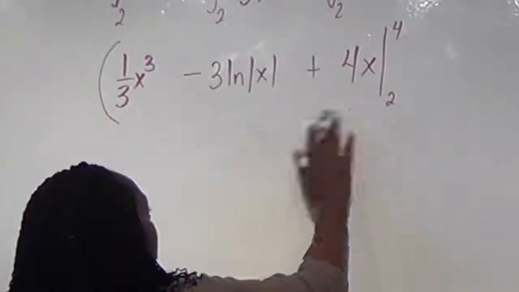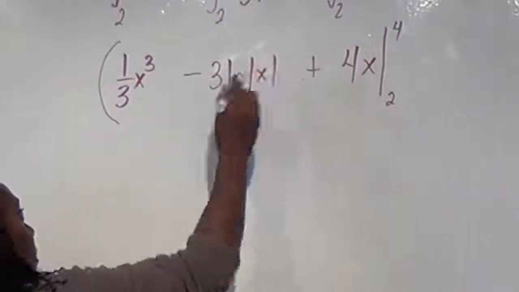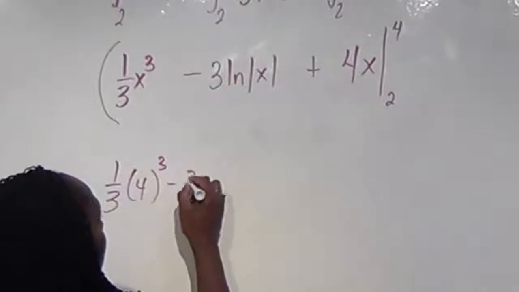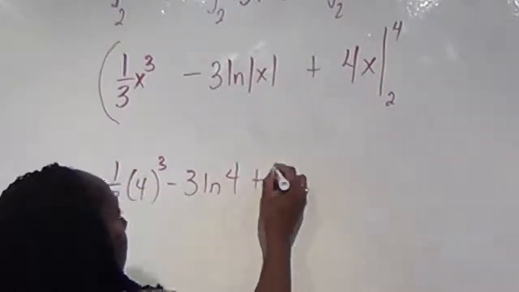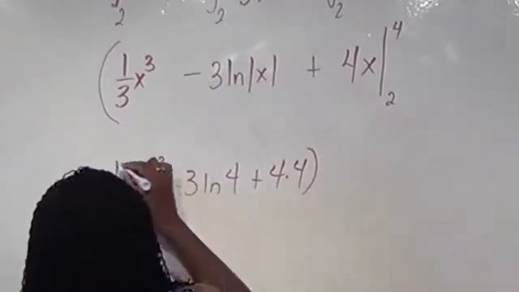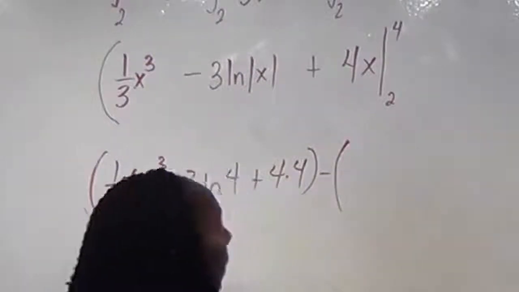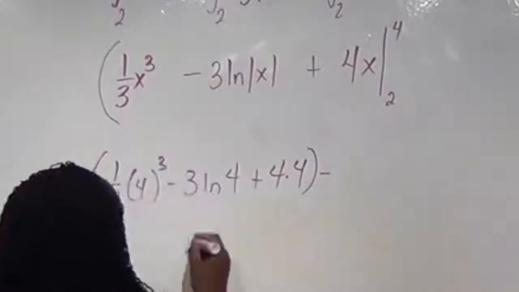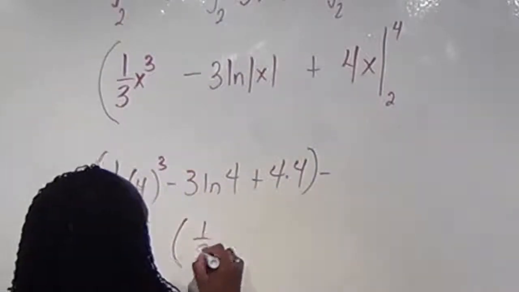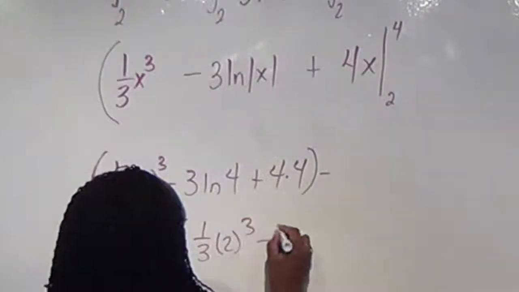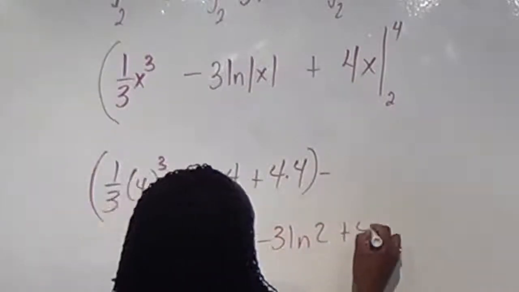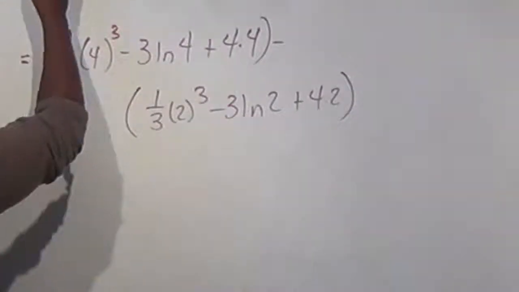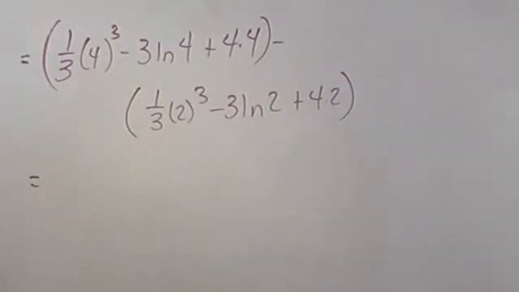So here, now that I have my antiderivative, I'm going to evaluate it at the upper limit, minus evaluating it at the lower limit. And I'm going to go ahead and come down a line. So at the lower limit, so from there, I can go ahead and evaluate.